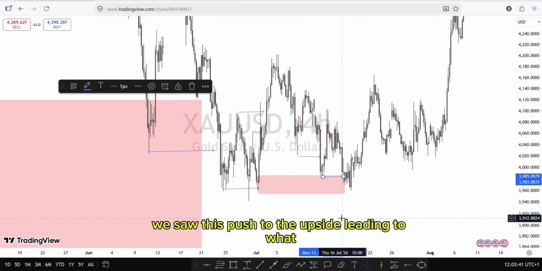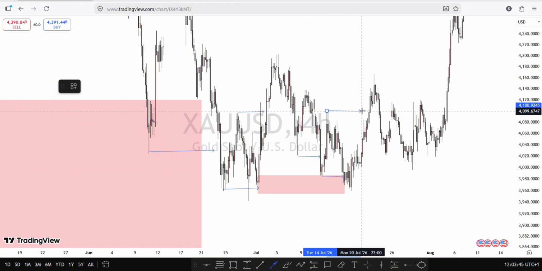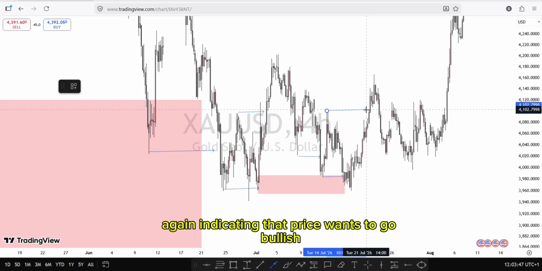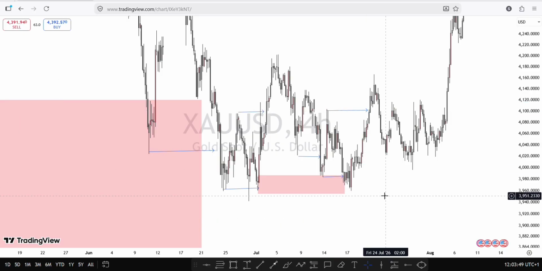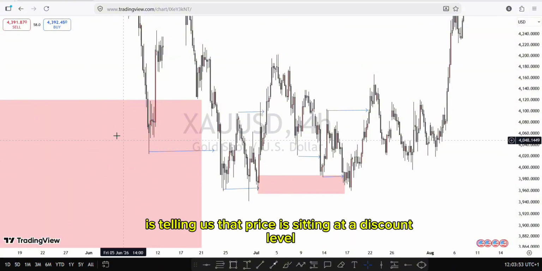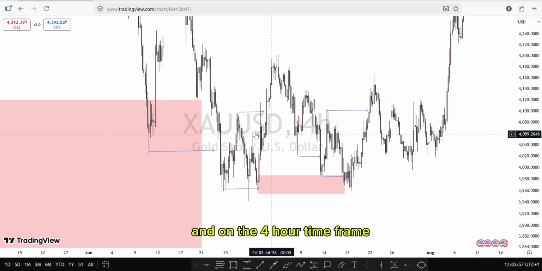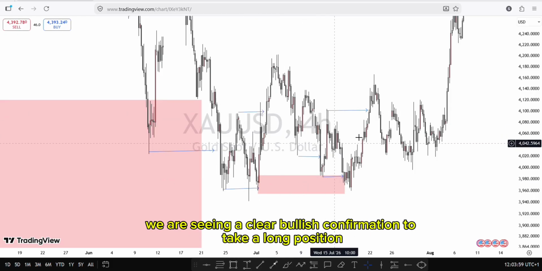We saw this push to the upside, leading to an internal shift in market direction, again indicating that price wants to go bullish. Can we understand this? Now the weekly time frame is telling us that price is sitting at a discount level that can potentially push price up, and on the 4-hour time frame we are seeing a clear bullish confirmation to take a long position.